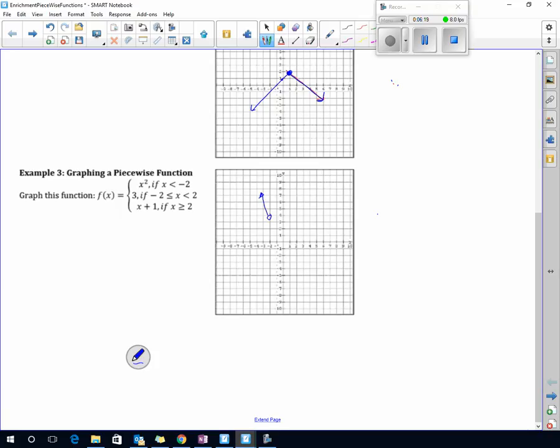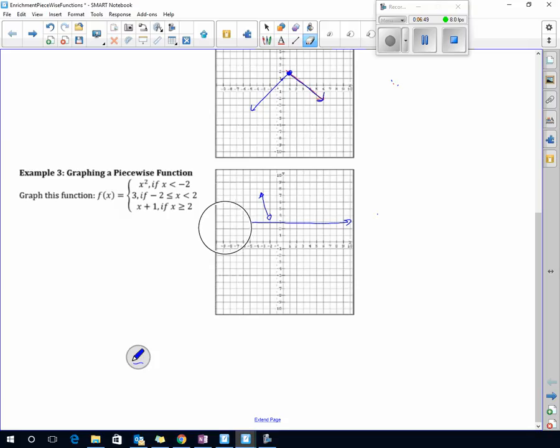Okay. Then what we have is a constant line between -2 and 2. So normally this constant line would be a line going through 3 through the whole thing, right? But it's only valid between the domain of -2 to 2. So that means I got to erase this. And you don't need to do it this way. I'm just trying to show you visually what's happening here. This function is only valid between here and here.